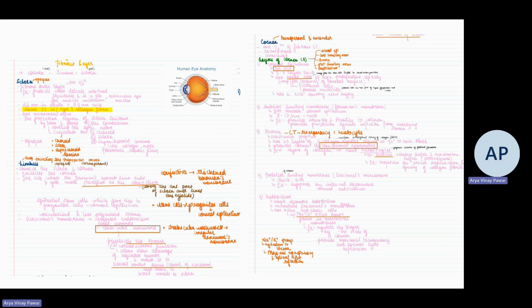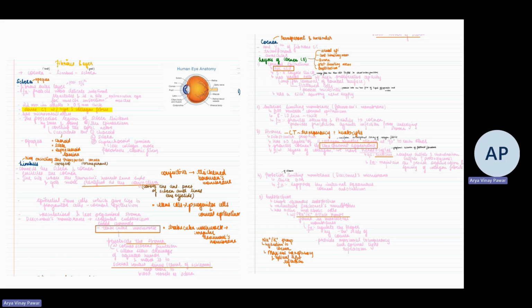Sclera is the outermost layer. It is dense connective tissue. It has type 1 collagen fibers, it is the posterior 5/6, and it is white in color. Okay? Now we have another structure known as the limbus. The limbus is just a structure that joins the cornea to the sclera.